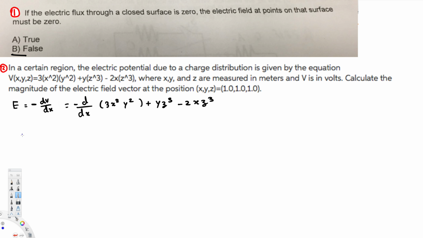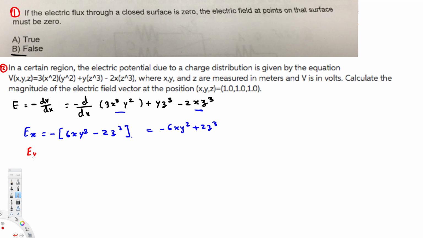Let's take the x component first. If I take the x component, only these two terms are going to come, right? This one right here and this one right here. So that's going to be minus, the derivative of 3x²y² is 6xy², and this one is minus 2z³. That's the derivative, and if you add the negative, that's going to be minus 6xy² plus 2z³.